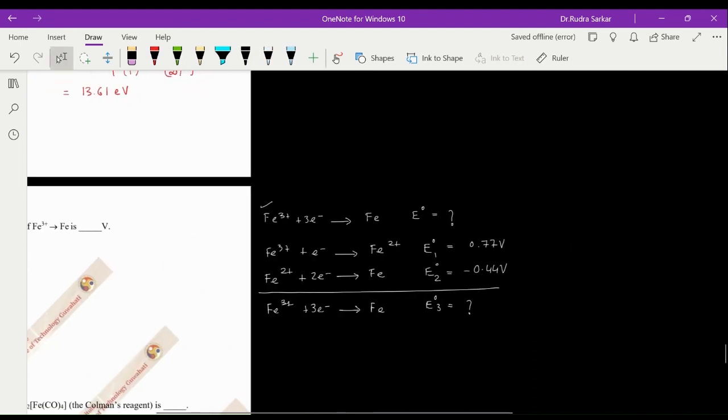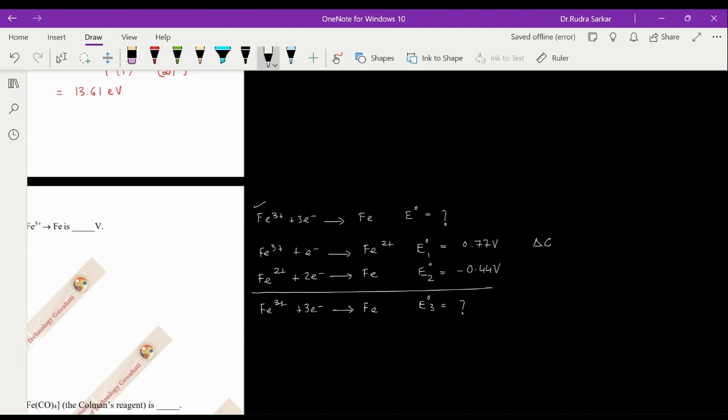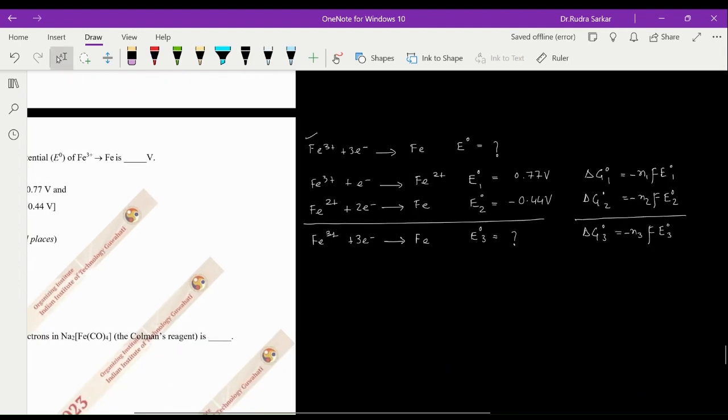So the free energy for the following processes will be delta G naught 1 equals minus N1 F E naught 1, and this would be delta G naught 2 equals minus N2 F E naught 2, and for the third reaction it will be delta G naught 3 equals minus N3 F E naught 3. Just forgot the minus sign. So now the principle that we are following over here is that the E are intensive properties, so they cannot be summed up, but the free energies are extensive properties and they can be summed up.